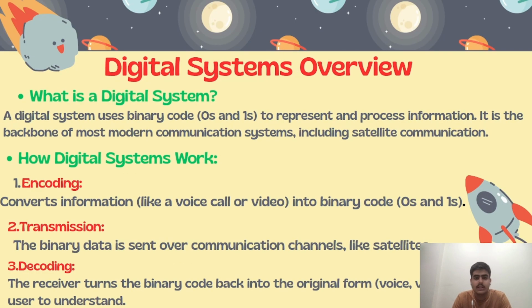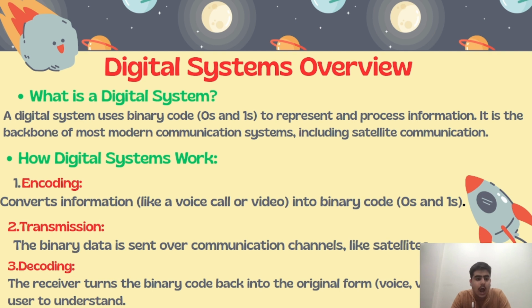Next is the digital system overview. We will start with what a digital system is. A digital system uses binary code. Everything that we perform, whether on laptops or computers, uses binary code, or it only understands binary language, that is in the form of 0 and 1. So everything we need to convert into binary code so that the system can understand and process the information. It is the backbone of most modern communication systems, including satellite communication.